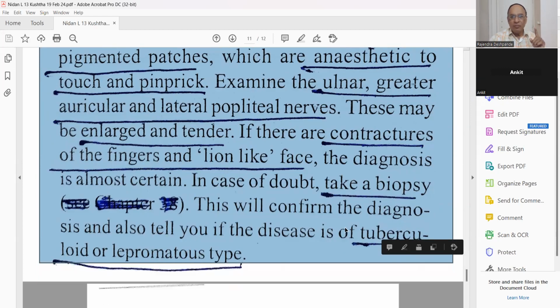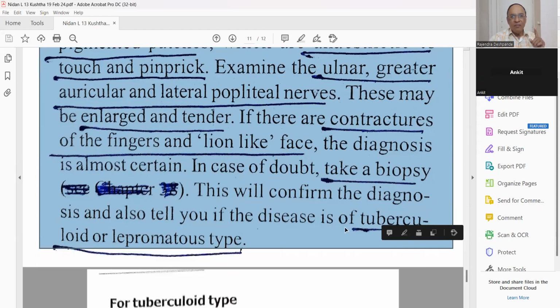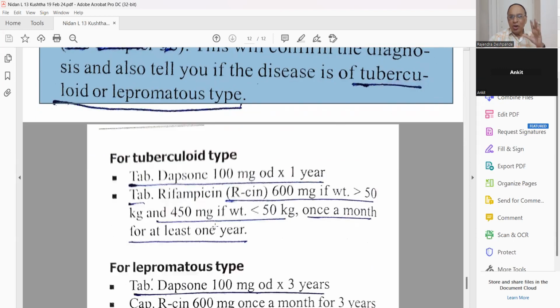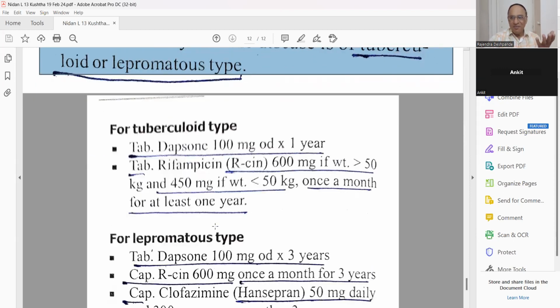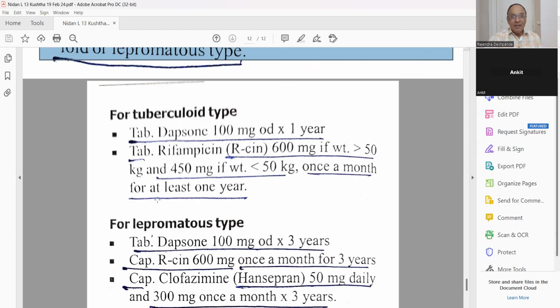Hansen's disease is always diagnosed with biopsy, which confirms the diagnosis. It will also tell you whether it is tuberculoid leprosy or lepromatous leprosy. Now, in short, the treatment, interesting. That's why I have taken this. In tuberculoid, the most important treatment is tablet dapsone, 100 milligram, once daily for 1 year. Treatment should be 1 year.